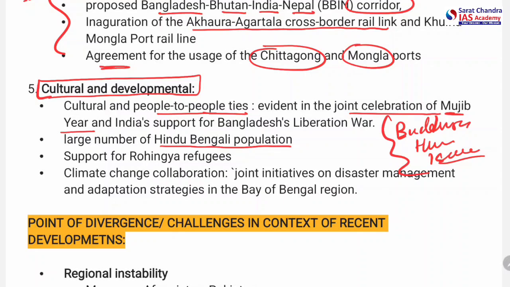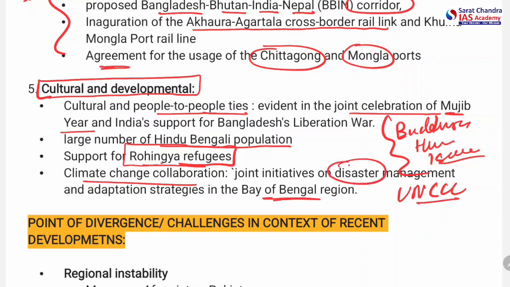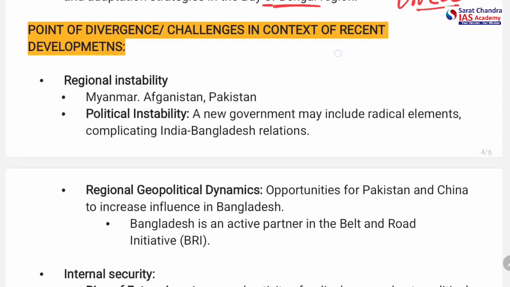Next, India has been a supporter of Bangladesh for the rehabilitation and refuge of the Rohingya, especially the persecuted Rohingyas. So India is providing support here, and both are collaborating. Next is climate change collaboration in the United Nations CCC, as well as in the Bay of Bengal region to mitigate disasters like cyclones. Both countries can collaborate. This is also a point of cooperation.